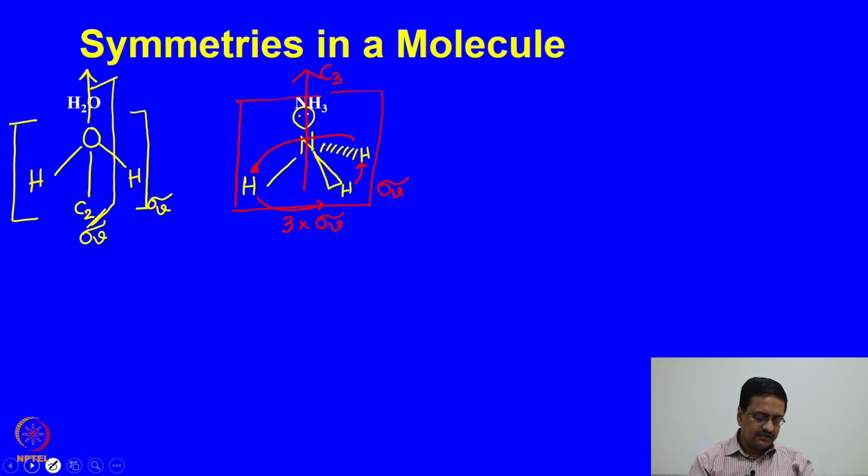Let us see the third molecule. The third molecule is BF3. What is the geometry of this molecule? We all know that it is a planar trigonal molecule.